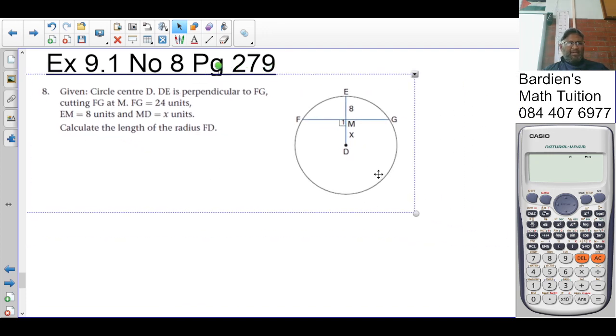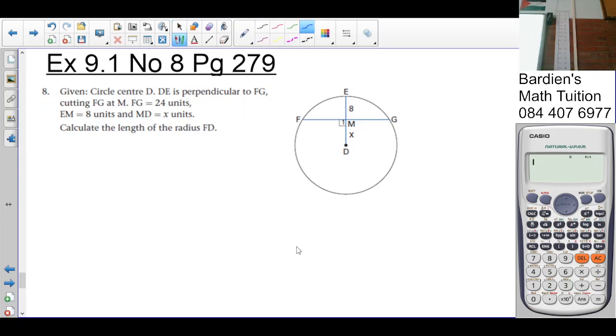So here we are told that given circle center D. Normally our center is denoted with an O as the origin or the center of the circle. Yeah, it is given D. Is that the other thing that confused you, the D? No. Okay. D is perpendicular to FG. If D is perpendicular to FG, what do we know? We know that FM is equal to MG. Cutting FG at M, FG is equal to 24. So FM is equal to 12 and MG is 12 respectively. EM is given as 8, and MD is X. The question is calculate the radius FD. So that's what you want to calculate, FD.